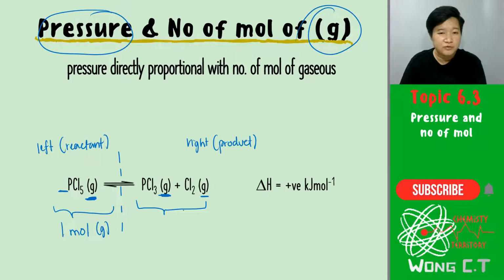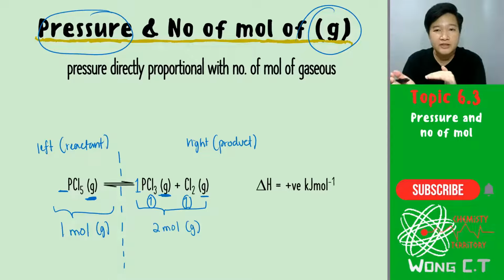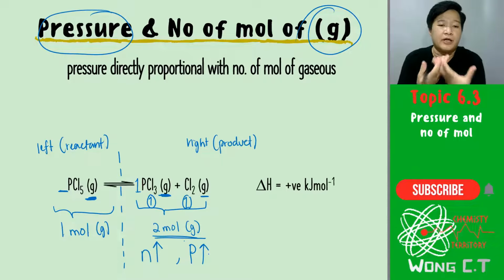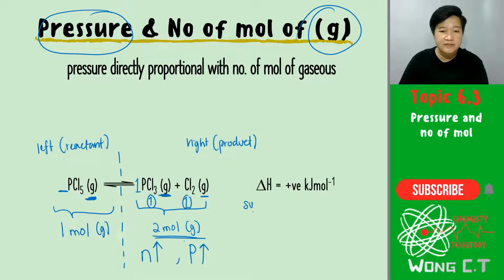How many moles of gas do you think there are on the product? I have 1 mole over here and 1 mole over here, so I have a total of 2 moles of gas compounds on the product side. Based on this equation, which direction will produce higher pressure in the system? Since the total number of moles of gas is higher on the right hand side, the system will produce more pressure on the right hand side. So if the system wants to increase pressure, it must shift to the right because on the right, I have a higher number of moles of gas.